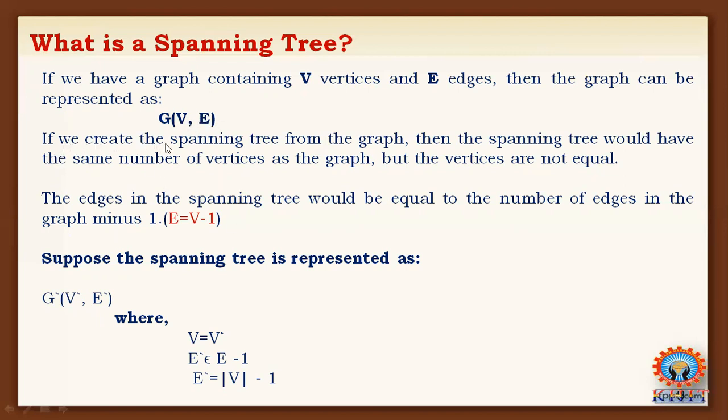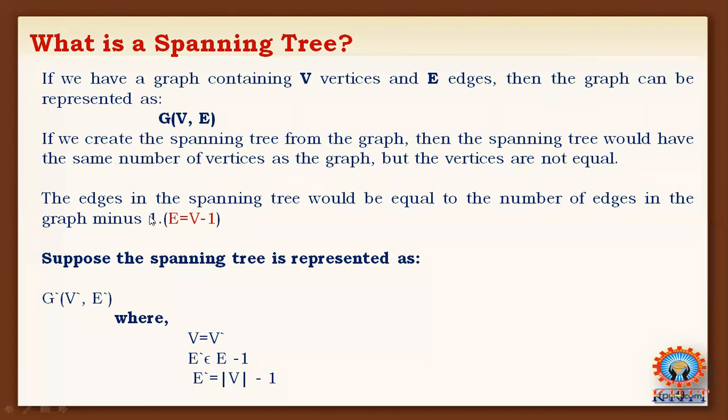If you want to create a spanning tree from the given graph, then the spanning tree would have the same number of vertices as the graph contains. But the edges are not equal in number. The edges in the spanning tree would be equal to the number of edges in the graph minus 1.